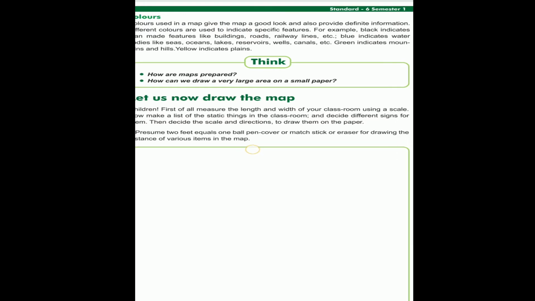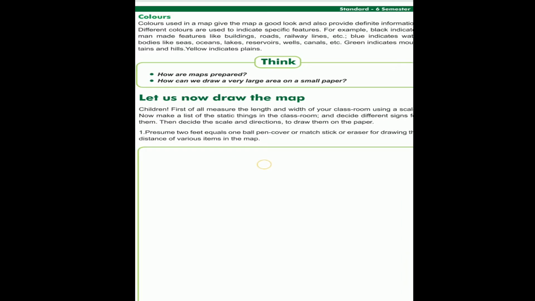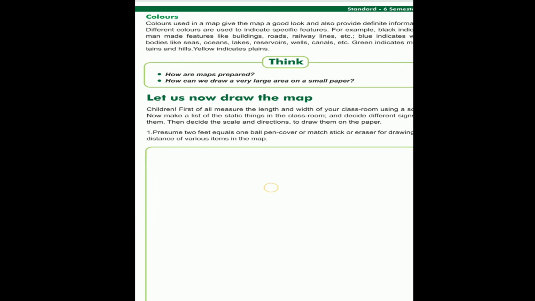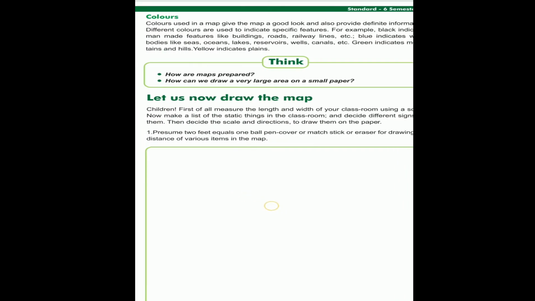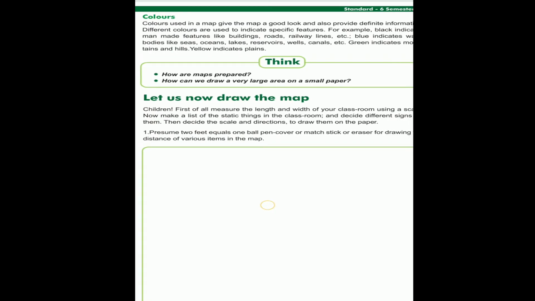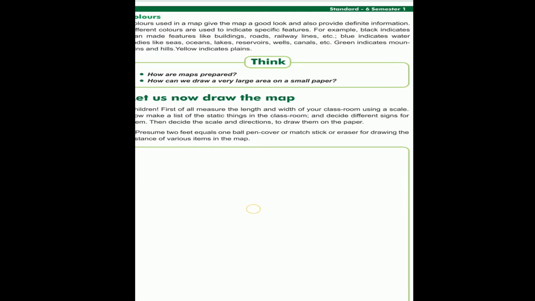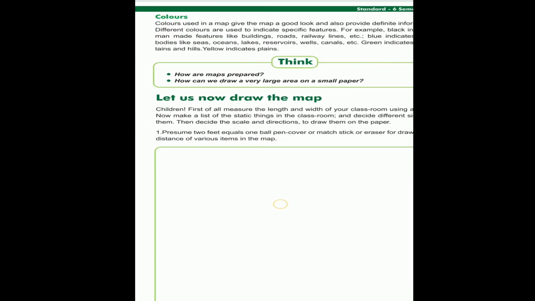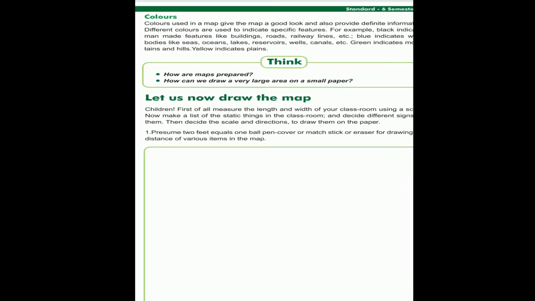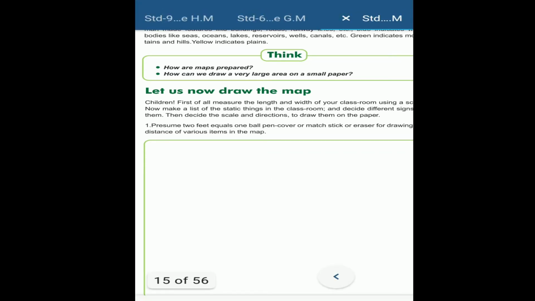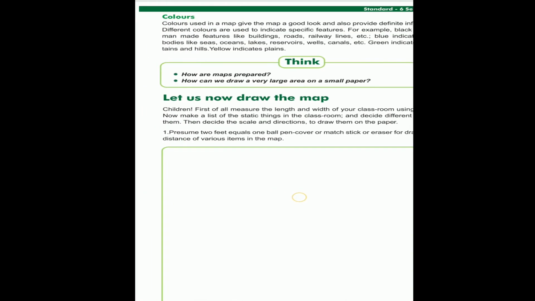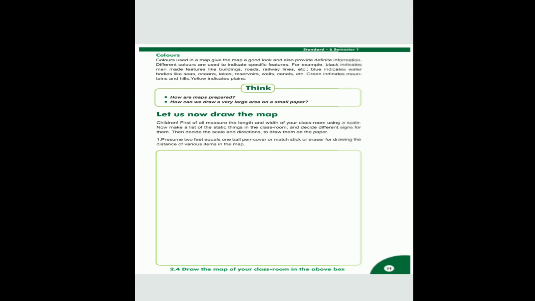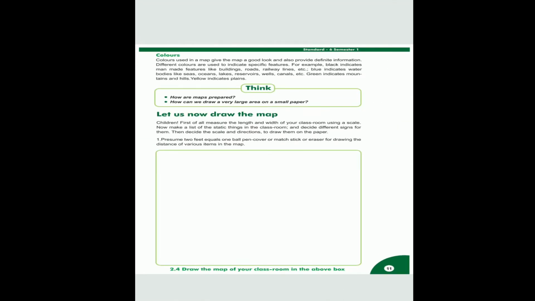First of all, measure the length and the width of your classroom using a scale. Now make a list of the static things in the classroom and decide different signs for them. Then decide the scale and directions to draw them. On a paper, presume 2 feet equals 1 ball pen cover or match stick or eraser for drawing the distance of various items. So this is a practical and we will do it in our class soon.